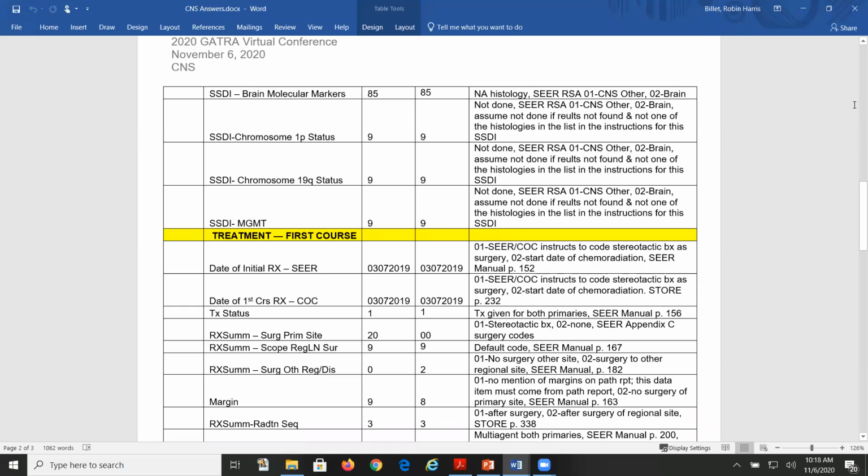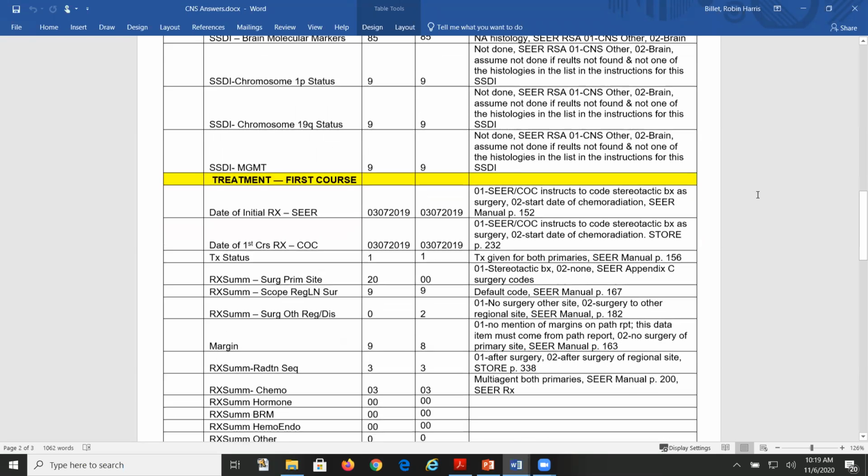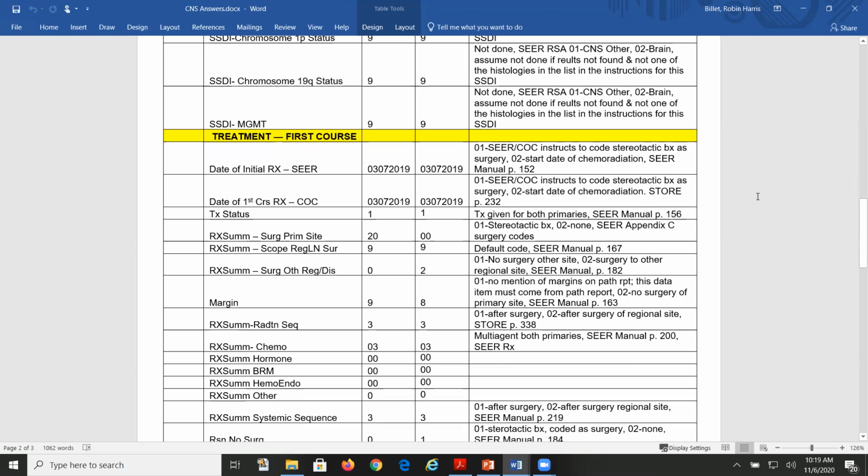SSDI brain molecular markers is 85 for both of these sites because this histology for this case was not one of the named histologies for this SSDI. The SSDI chromosome 1p and 19q status are both marked as 9 as there's no indication that the test was done and this histology for this case was not one of the common histologies for which this test is done. And same for the SSDI MGMT, coded as 9.